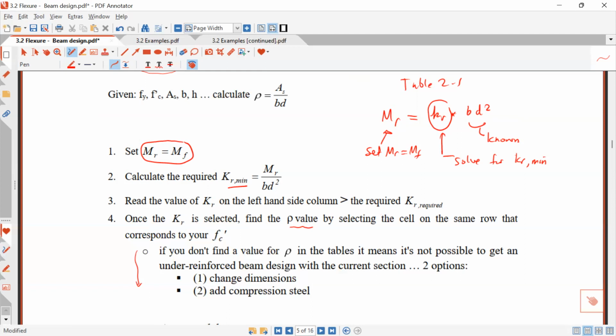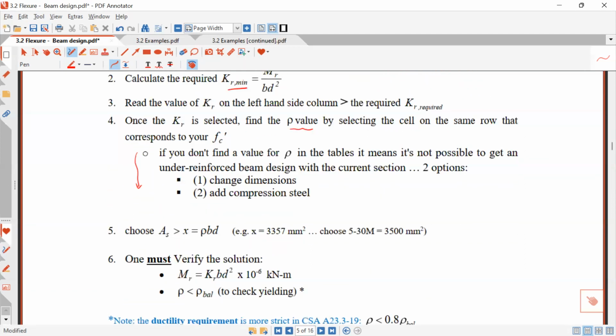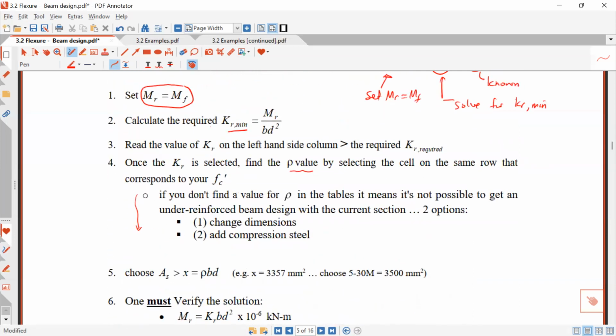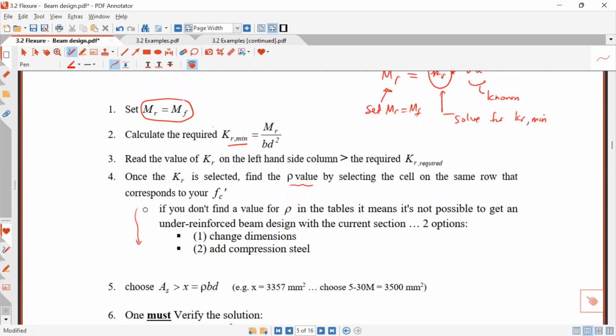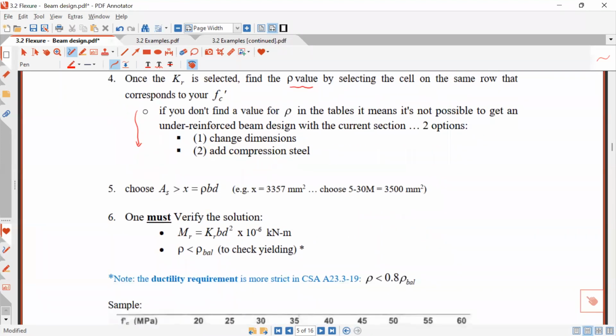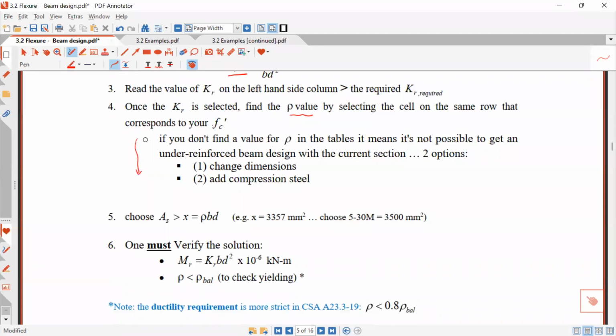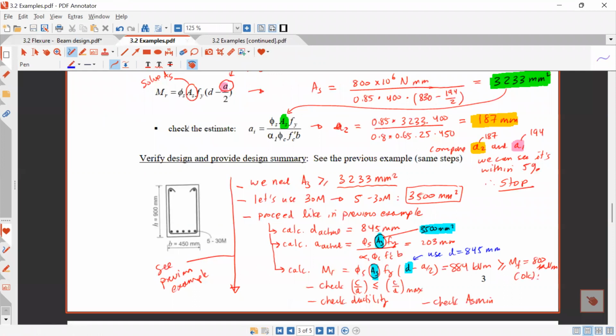Okay, so again, it's more clear if we do an example. We have 6 minutes. Let's see if we can beat the record and do it in 6 minutes. All right, so here are the steps again. We're going to set MR equals to MF. We're going to solve for a KR min, which is MR divided by BD squared. So all these are numbers. We're going to get a KR min. Then we go into table 2.1 and we select a KR which is larger than this KR min that's needed. Then we find the row that corresponds to that. And once we know row, we can multiply by BD and find the area of steel we need. And then we always do a verification. So then we find the KR that we're actually using times BD squared and so on. So let's see an example on this.